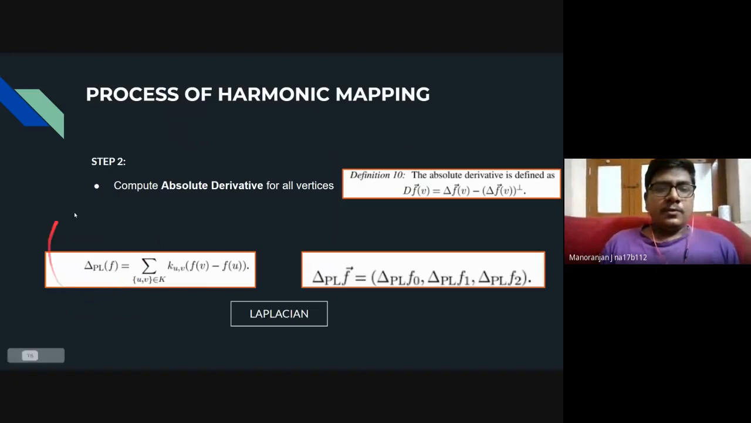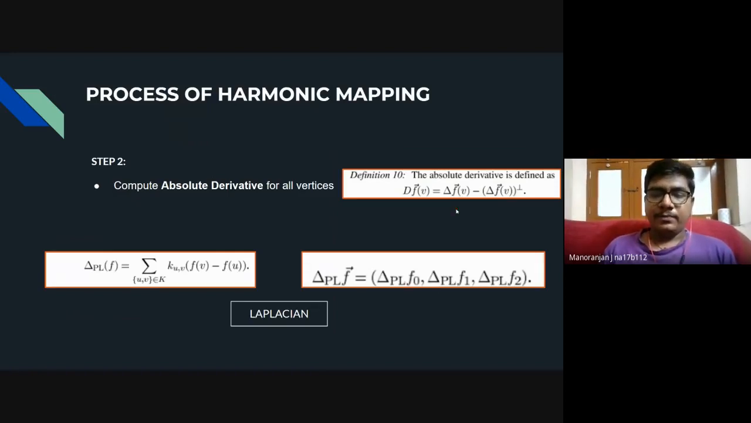Yeah. So the next step after computing the Gauss map is we compute something called the absolute derivative for all the vertices. The absolute derivative is represented by the Laplacian of f of v, where f is a function, and the normal component of f of v. This is just a definition. In our case, this f is nothing but the Tutte map. We'll be doing it in an iterative procedure, and since the Tutte map is now initialized with the Gauss map, we'll be using whatever value the Tutte map has to compute the absolute derivative.